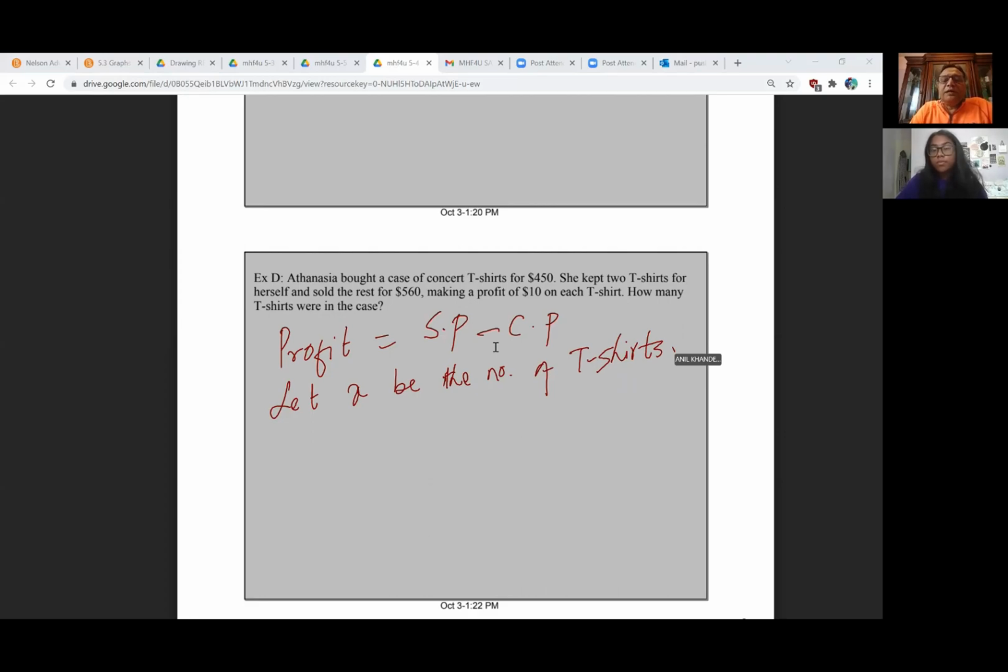Now see, what is the cost price of all these t-shirts? The cost is $450, correct? Yes. So cost of one? It would have to be divided by the number. So the total is x, and 450 is the total cost. If you divide by the number, you get dollars per piece. So the cost of one piece will be $450 divided by the number x, correct?